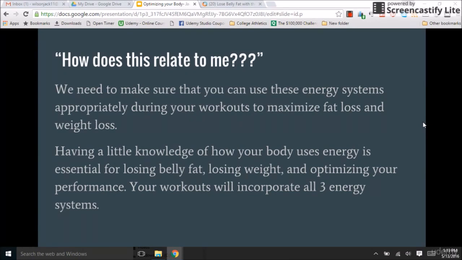Your workouts will incorporate all three energy systems. So the workouts that you're using in this program to work out with at home will incorporate a little bit of all the energy systems so that we can maximize calorie burn, fat loss, and building lean, fat-burning muscle tissue.